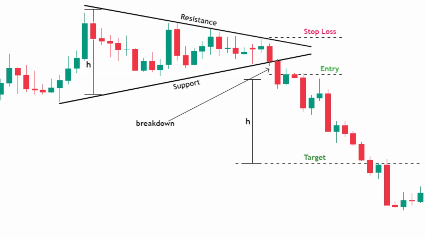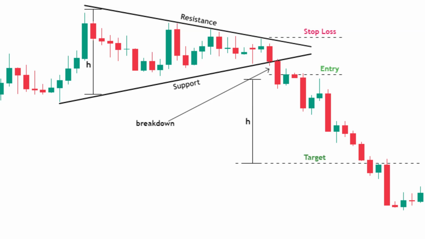The entry point is the area where price continues its downward momentum after breaking the support line. This level is marked on the chart as the entry. The stop loss is placed slightly above the broken support line. This level is used to limit risk in case price unexpectedly moves back upward.